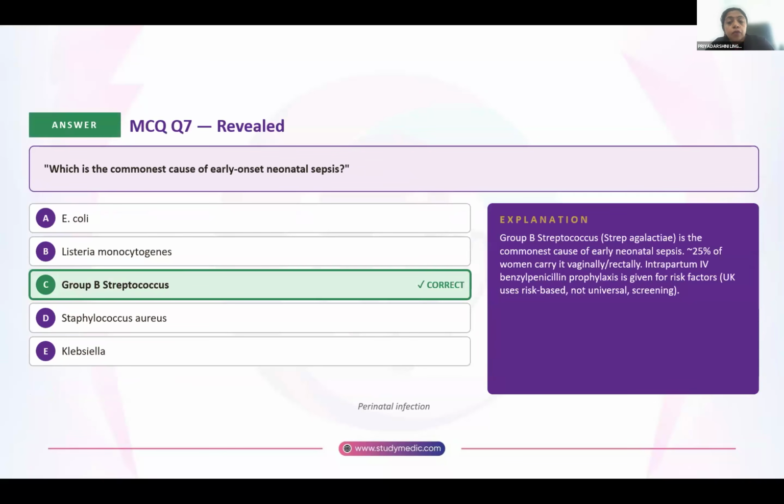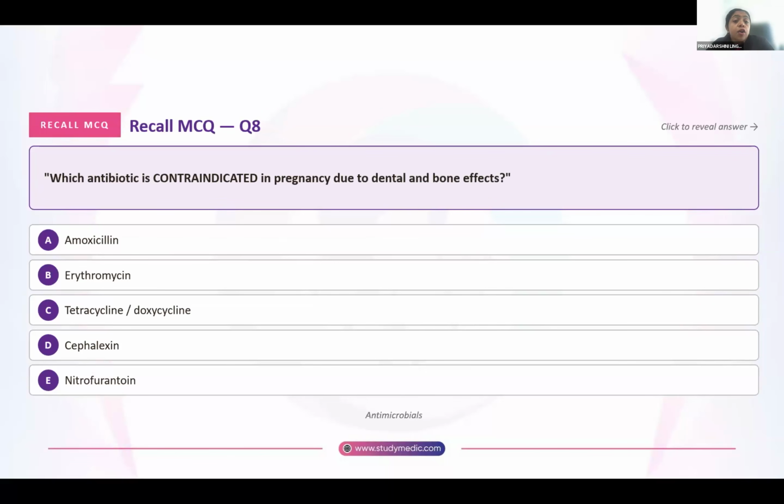Now, 25% of the women carry it either in their vagina or in the rectum. The drug of choice is going to be intrapartum IV benzyl penicillin. And if you look at the UK, this is done only using risk-based assessment and there is no universal screening for this. Now, which antibiotic is contraindicated because of the dental and bone effects? Is it amoxicillin, erythromycin, tetracycline, cephalexin, or nitrofurantoin? Here, the answer is going to be tetracycline.